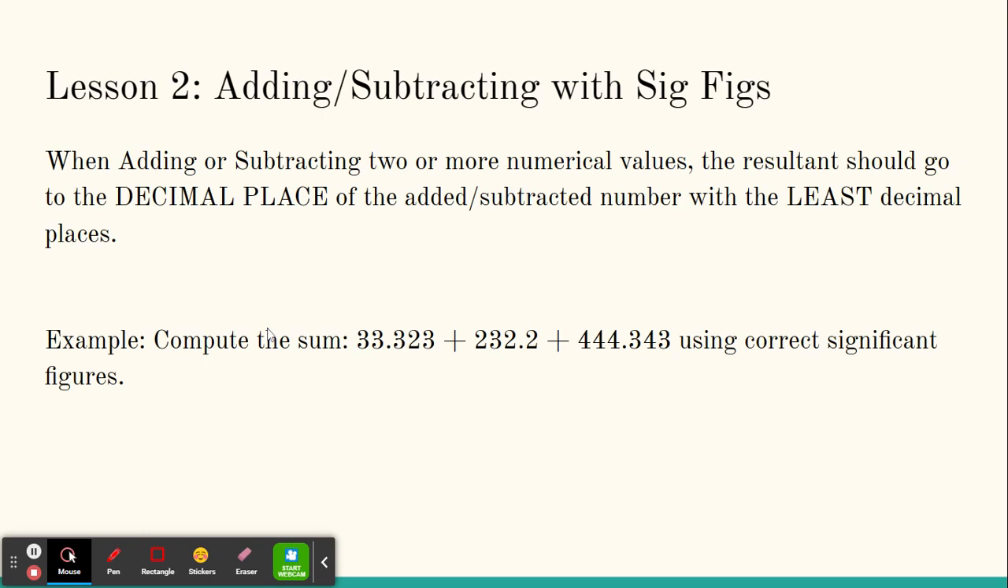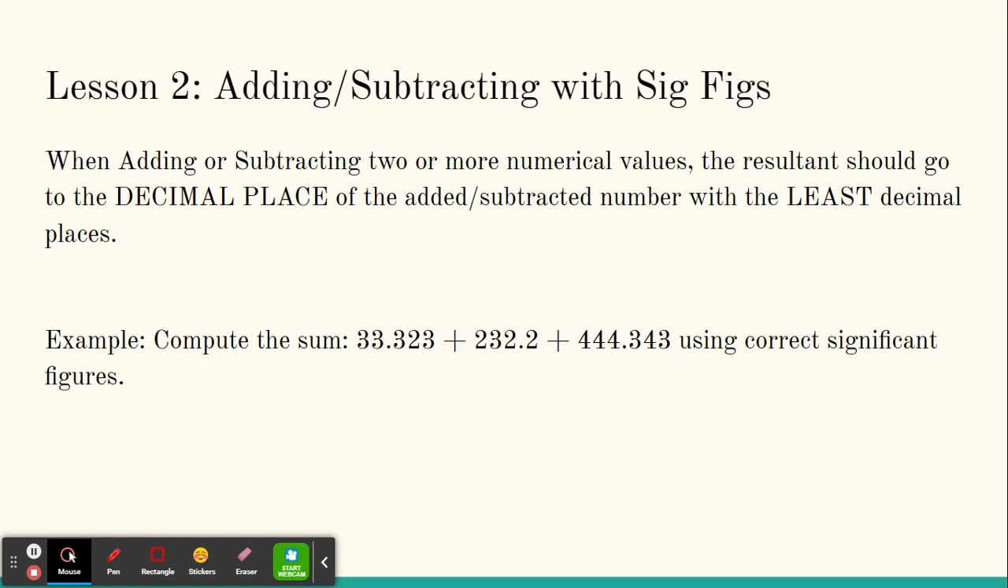Adding and subtracting significant figures. When adding or subtracting 2 or more numerical values, the resultant should go to the decimal place of the added or subtracted number with the least decimal places.